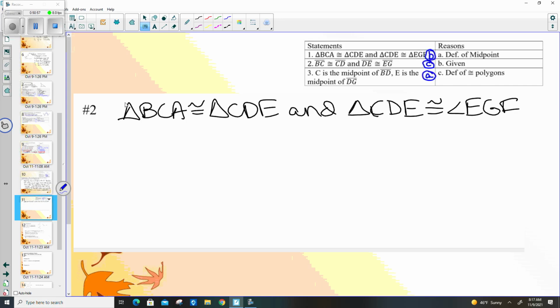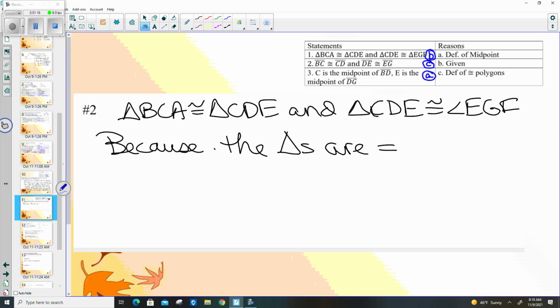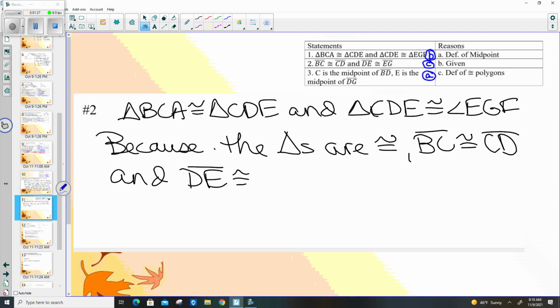Okay, so segment BC is congruent to segment CD, and segment DE is congruent to segment EG. Why? Because what was true about the triangles? They were congruent. So because the triangles are congruent, BC is congruent to CD, and DE is congruent to EG. So I didn't say definition, I just said because they were congruent, now I know this.